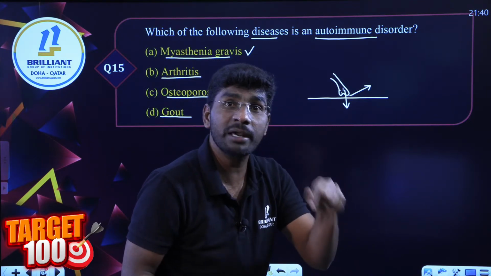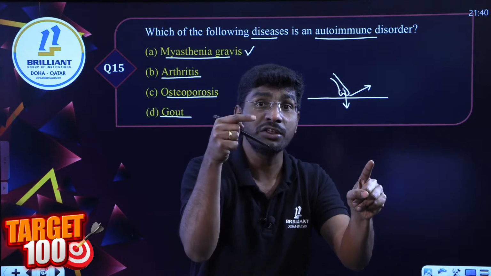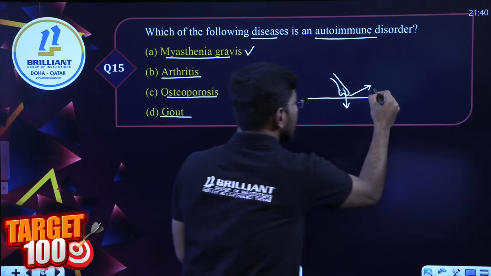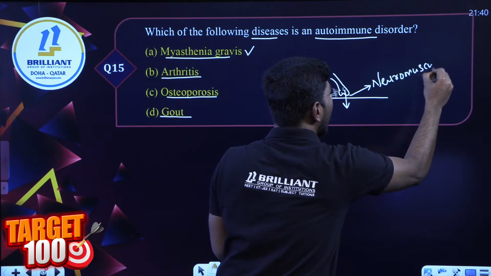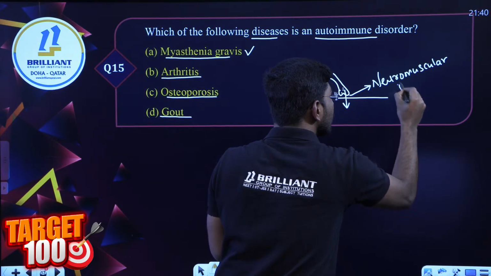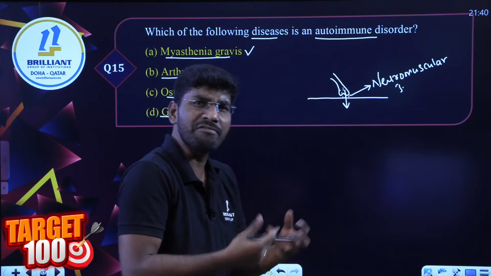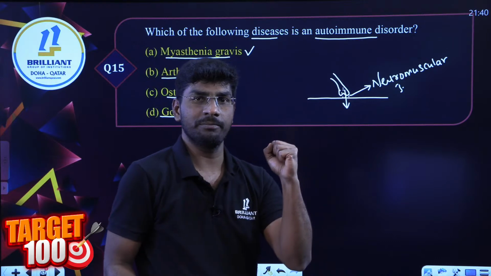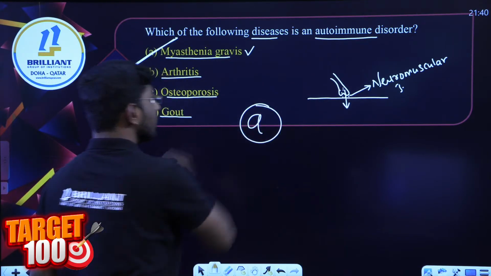But in myasthenia gravis, sometimes the question comes, this neuromuscular junction will be blocked by antibodies. So fatigue and weakness problems can come. So that is myasthenia gravis. So option A is the right answer.